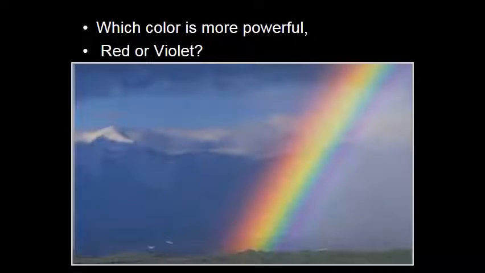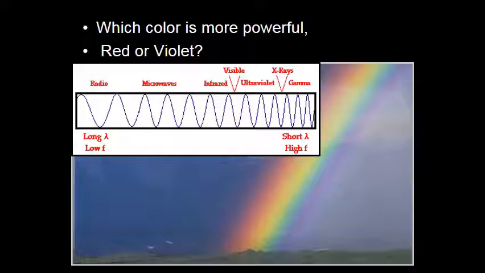So which color is more powerful or has more energy? Red over here on this end of the rainbow, or violet? Now, it's important to understand that violet means blue, as in roses are red, violets are blue. Violet is on the higher energy side with shorter wavelengths, so violet or blue has higher energy.